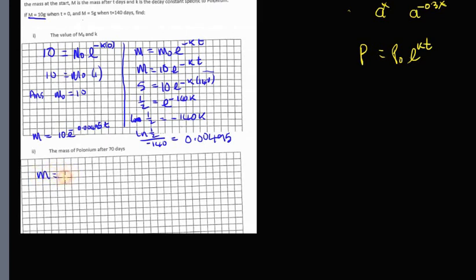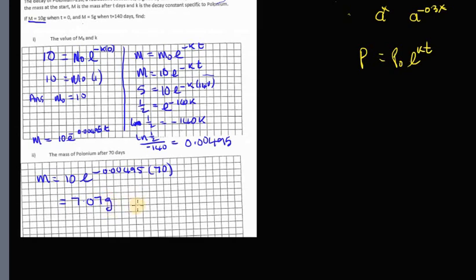Okay, the next thing says, what's the mass after 70 days? Well, the mass is going to be equal to 10 e to the power of minus 0.00495 multiplied by 70. Whatever you plug that into your calculator, you're going to get what that is equal to. And that's equal to 7.07 grams.